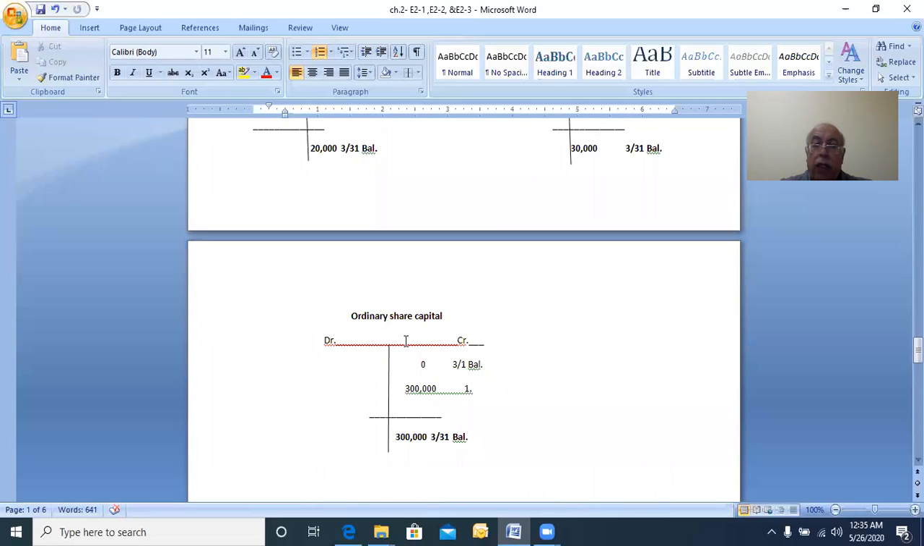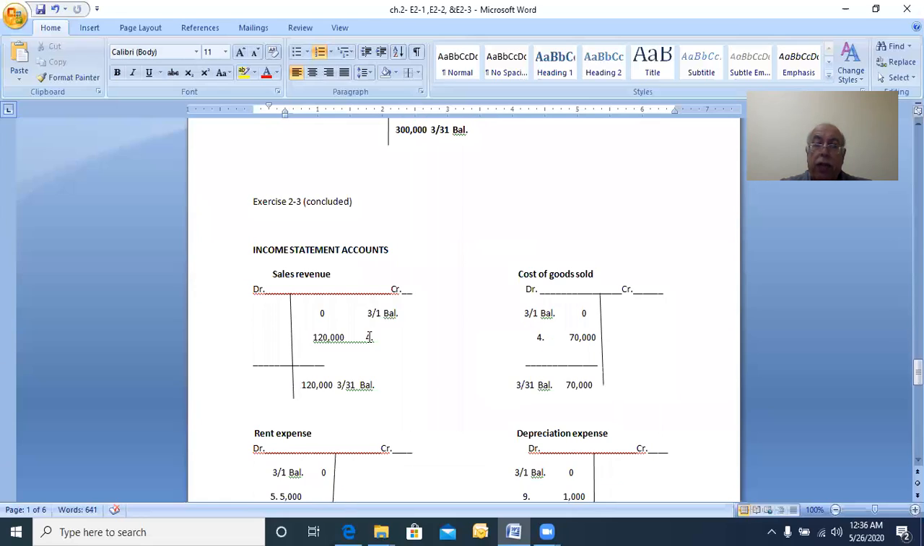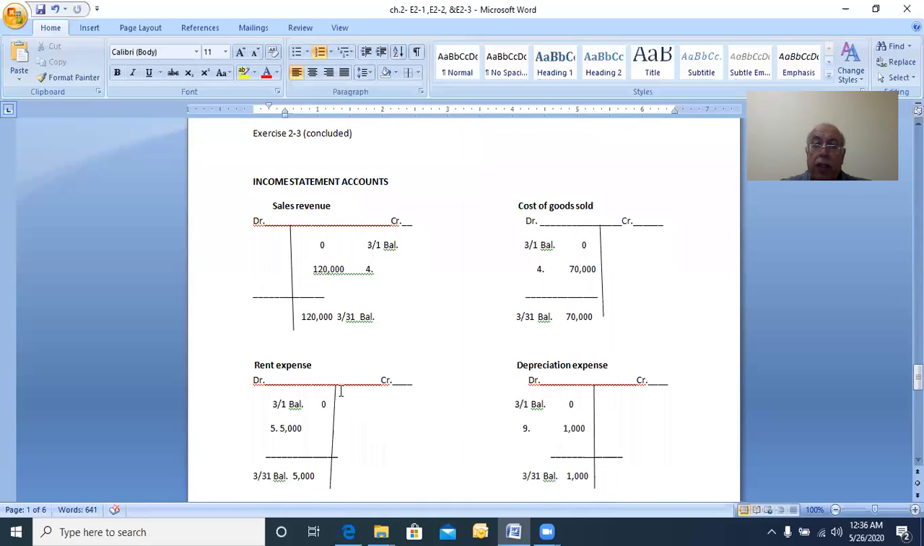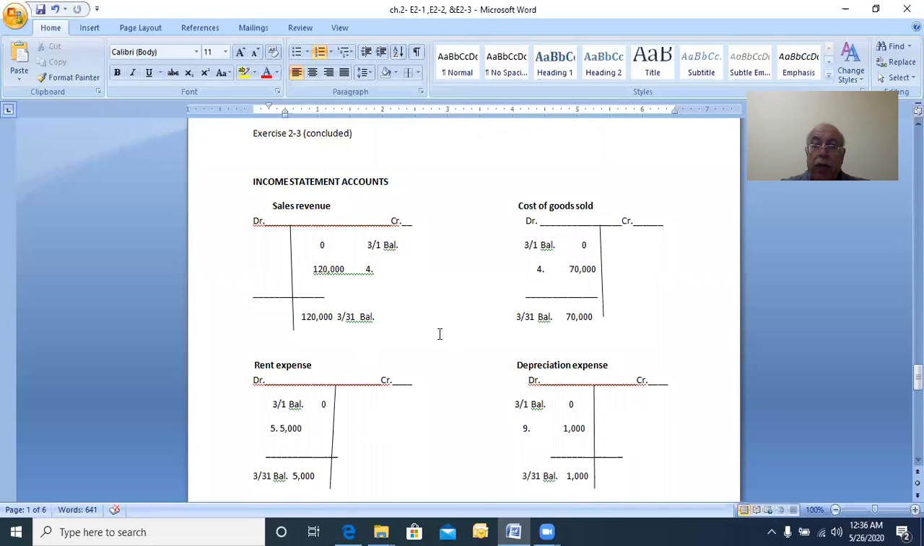The capital was 300,000, which is taken from transaction 1 as it is in our journal posting from the general journals. And then the last thing, after you finish, you have to prepare your income statement as it is here. It shows revenue, cost of goods sold, and you see rent expenses and depreciation expenses. These are the T accounts which are related to the income statement.